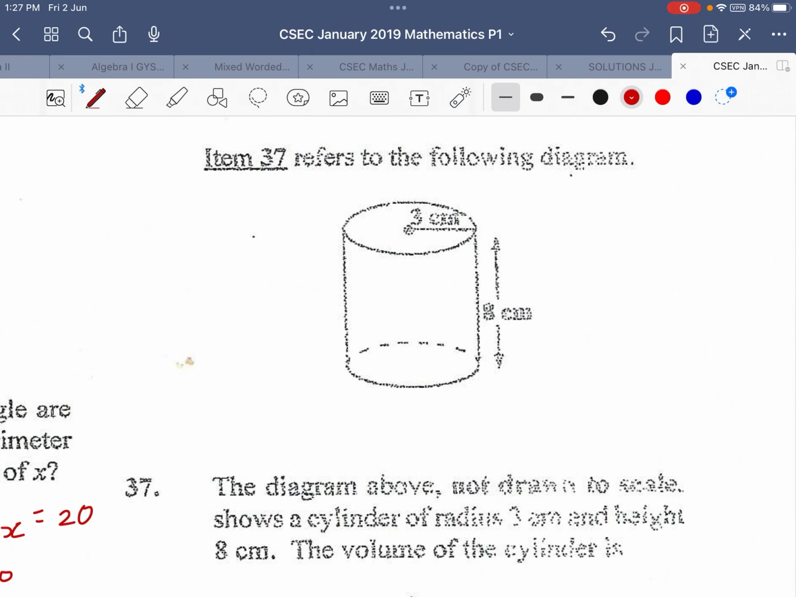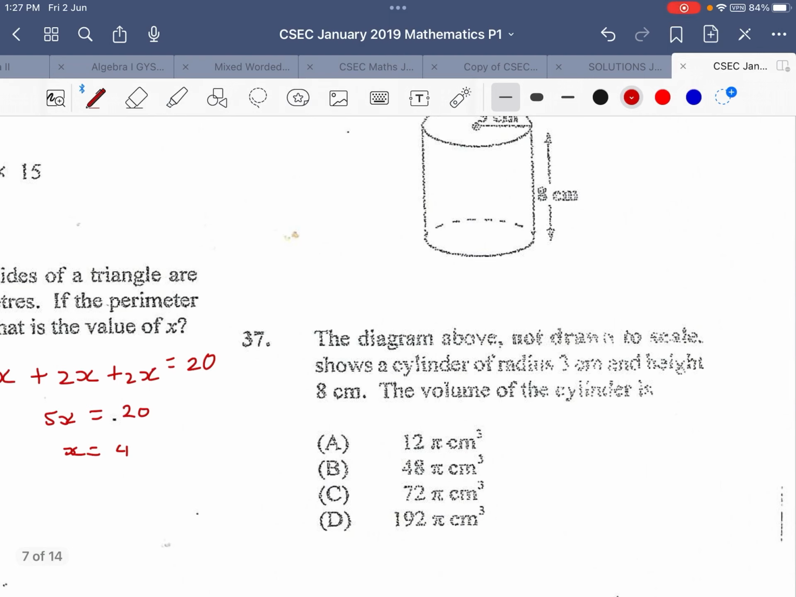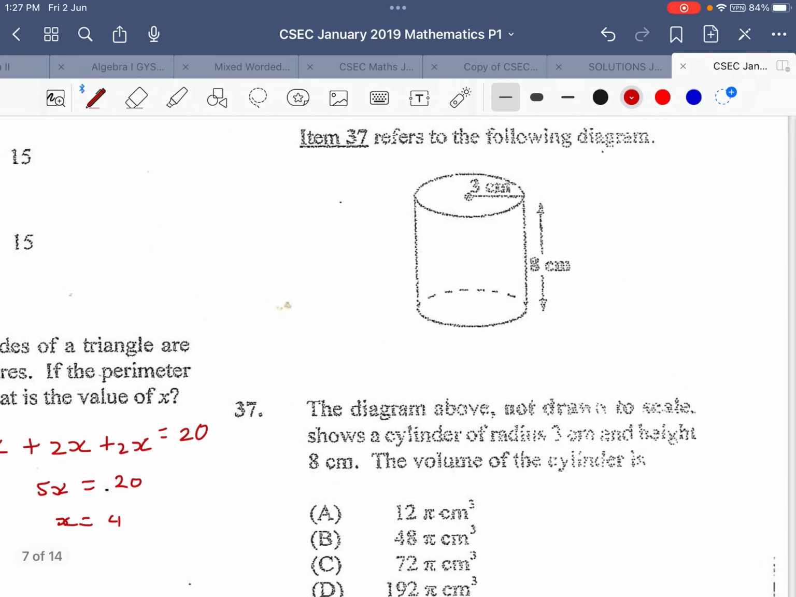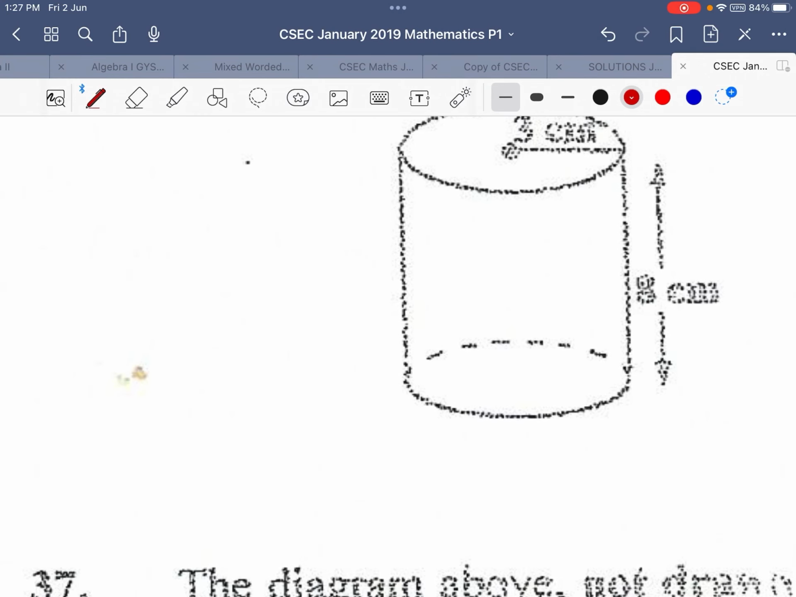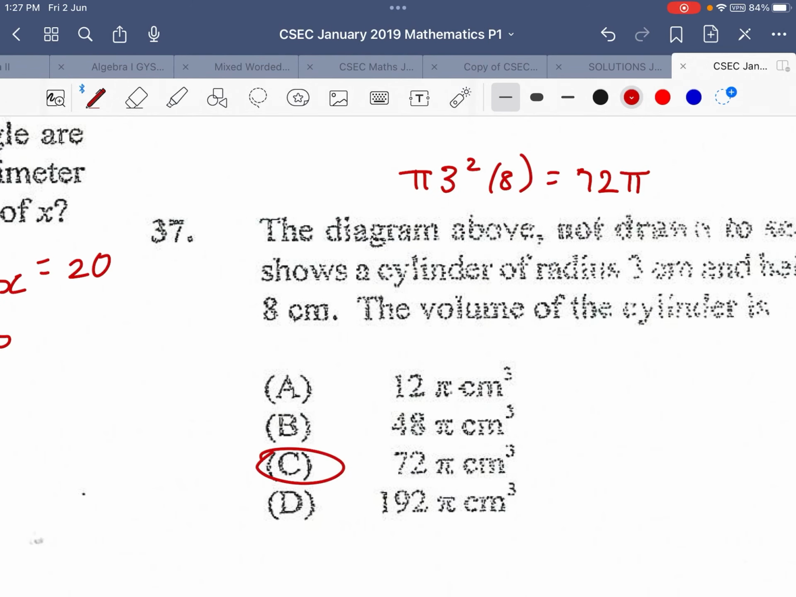37. The diagram above, not drawn to scale, shows a cylinder of radius 3 centimeters and a height 8 centimeters. The volume of the cylinder is, so they want it in terms of pi, so it's going to be pi r squared times h. So what we need to do is find r squared times h. So that's 3 squared, which is 9, times 8, which is 72. So 72 pi centimeters cubed.